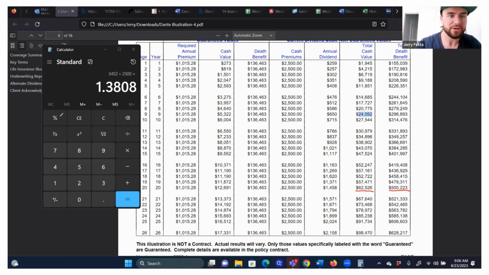Let's just do the math on this really quick, because this is a point people miss on life insurance when we're talking about the sacred account. $2,500 for 20 years. We've put in $50,000. So at the 20-year marker, we put in $50,000. How much does he have in cash value? More than he put in. He has $500,000 in death benefit.